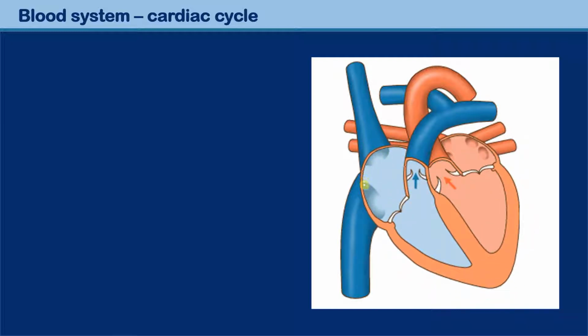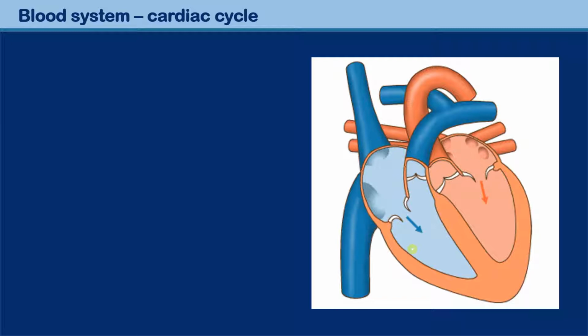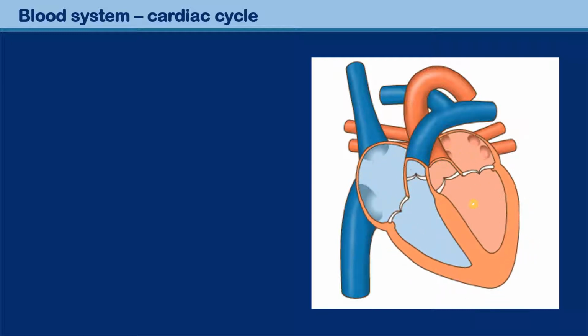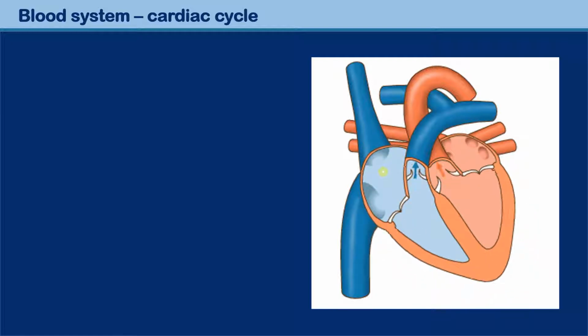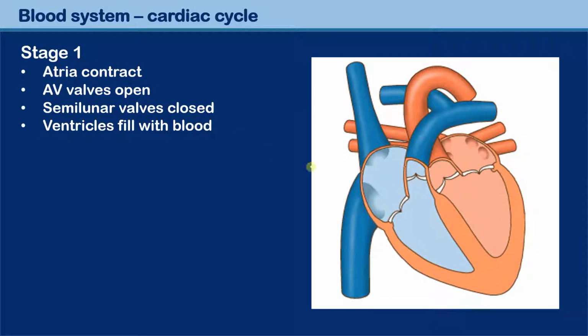When the atria contract, of course, the atrioventricular valve over here opens up. And when the ventricles contract, the semilunar valves open. So now it is possible to divide the cardiac cycle into different stages, and I would like to do that right now and explain these stages. So stage one is: the atria contract.